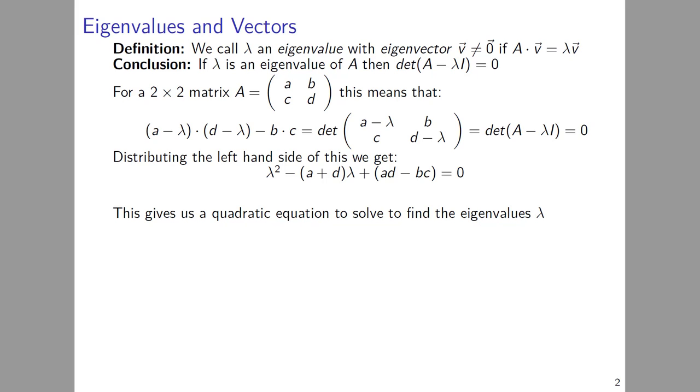And this equation itself is given a name. We call lambda squared minus a plus d lambda plus ad minus bc equal to 0 the characteristic equation of A.